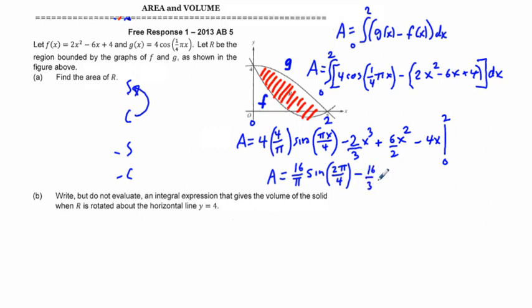And then we have 2 squared here, which is 4, times 6 is 24 over 2 is 12, so we'll say plus 12. And then minus 4 times 2 is 8. So minus 8.